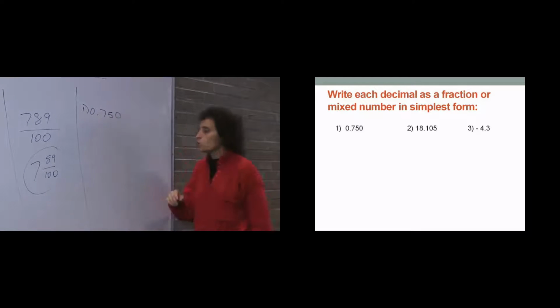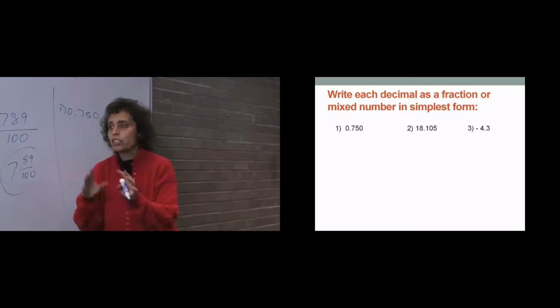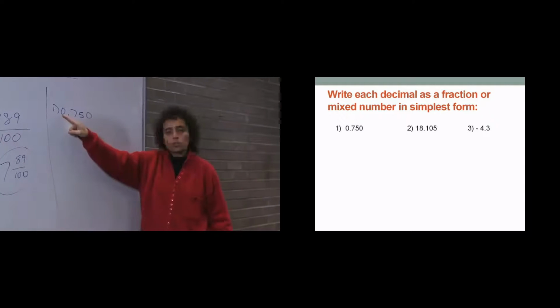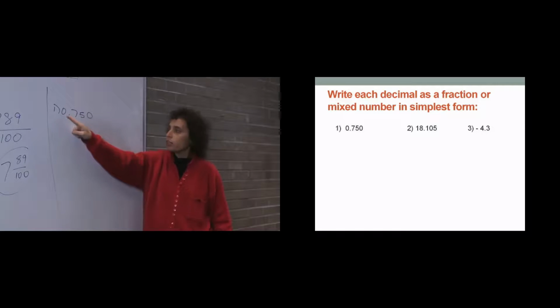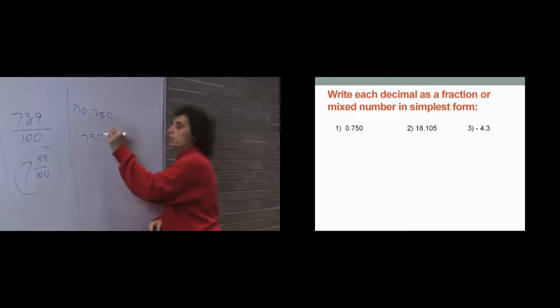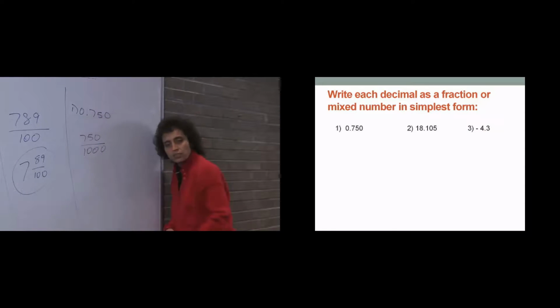All right. As we do the first one, you want to think about, is this going to be a mixed number, or is this going to be just a pure proper fraction? Well, there's nothing past the decimal point to the left. That means that this is going to be a pure decimal. Let's see how it looks. 750, tenths, hundredths, thousandths. Again, 3 places after the decimal.